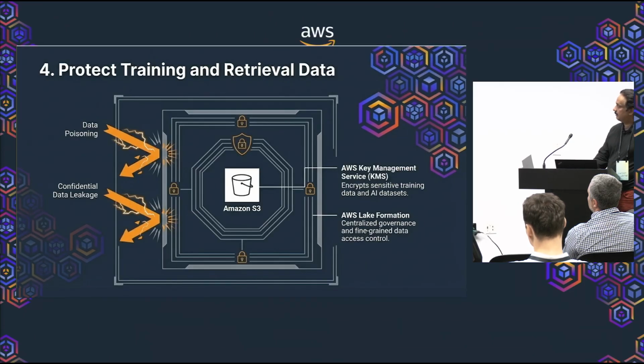The fourth step is protecting the training data and retrieval data, preventing data poisoning or data leakage using AWS KMS and using AWS Lake Formation to put all of this data in one central location for centralized monitoring and governance.